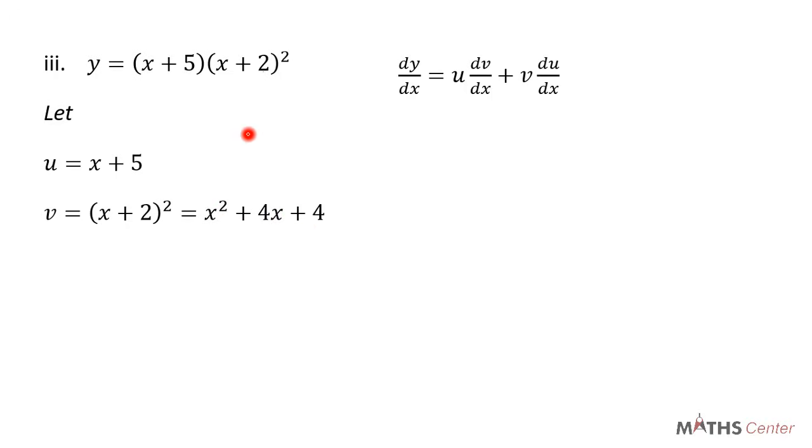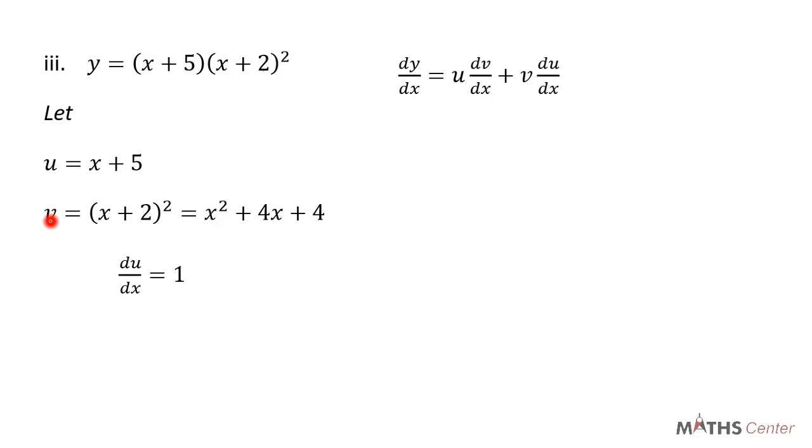Okay, now I'll need du dx and dv dx. So I'll differentiate u with respect to x. That will give us 1, because when you differentiate x, you get 1. When you differentiate 5, you get 0. So du dx will be equal to 1.